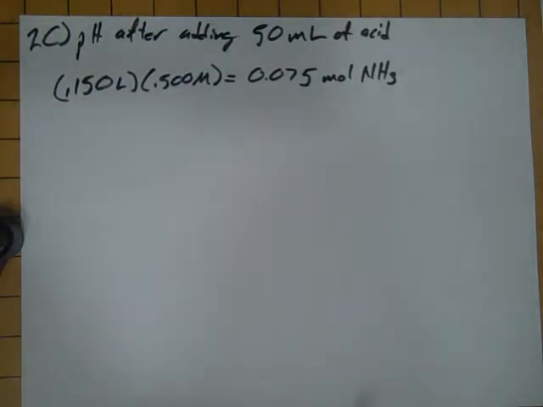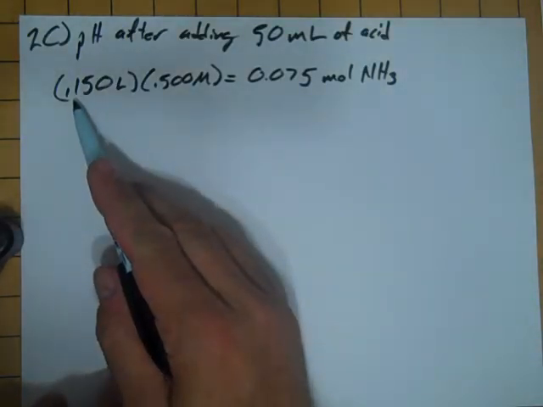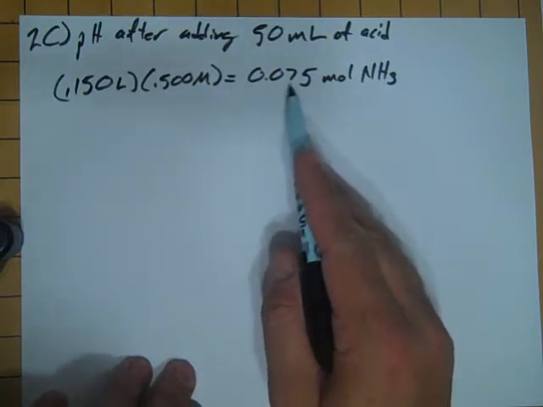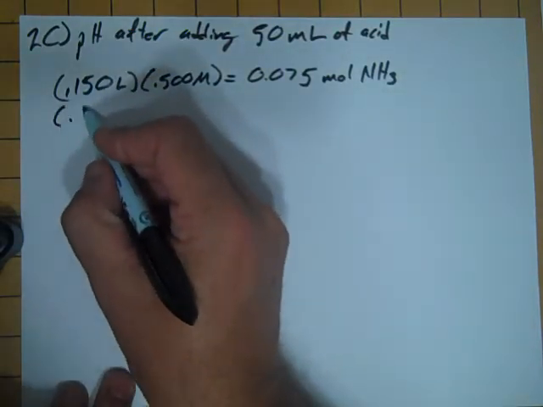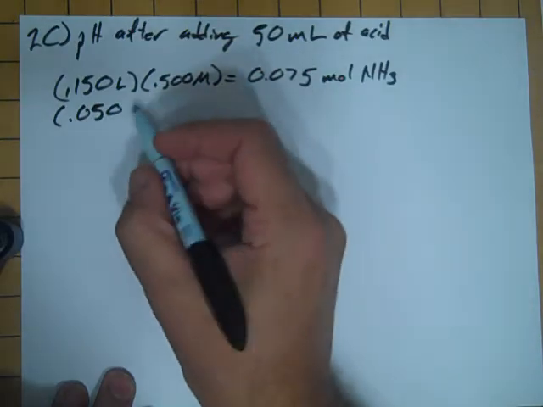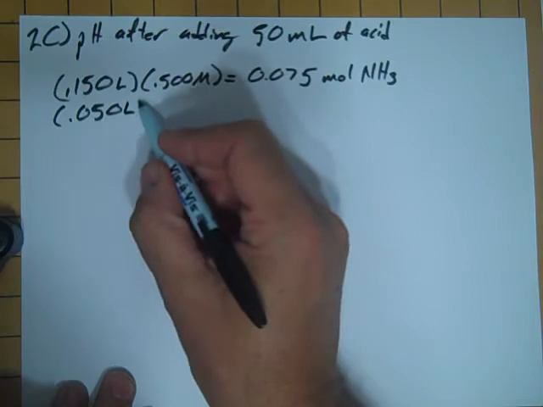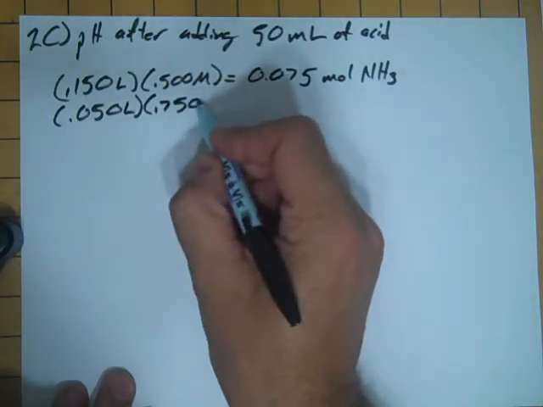Right. In titration problem 2C, I need to find the pH after adding 50 milliliters of the same acid. So this looks like it's going to start out as the other one did, the part B did, where I've got my original 150 milliliters of 0.5 molar ammonia, so that's 0.075 moles of ammonia. When I figure out how many moles of acid I'm adding, 50 milliliters, and it is still 0.750 molar.